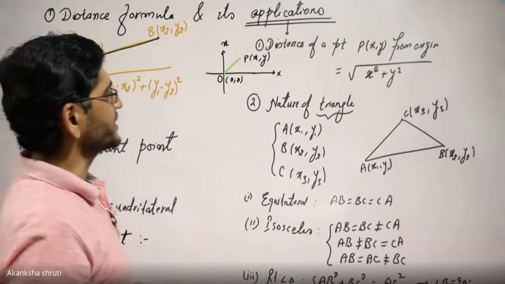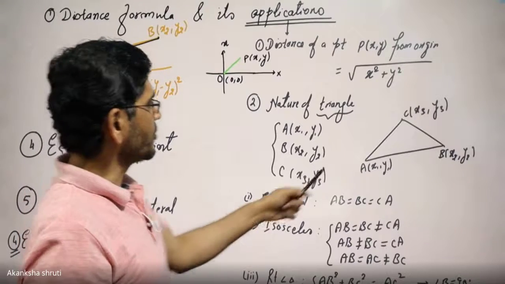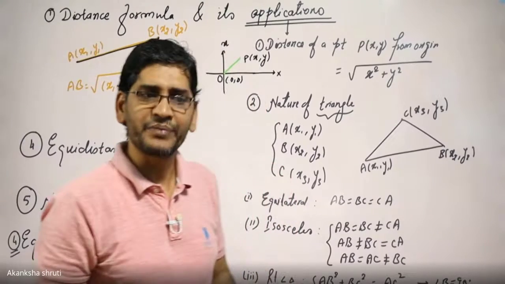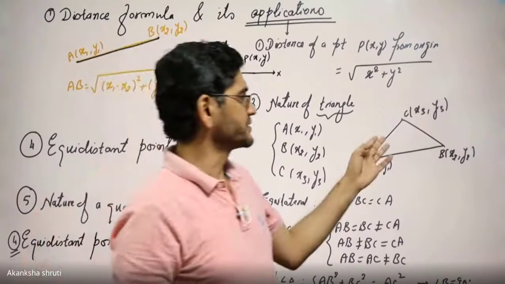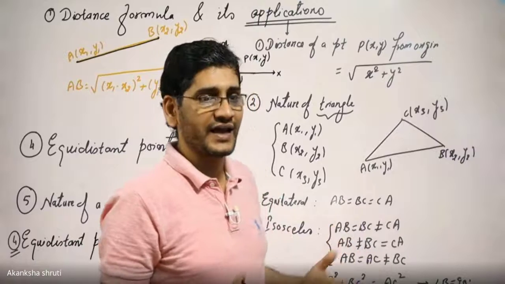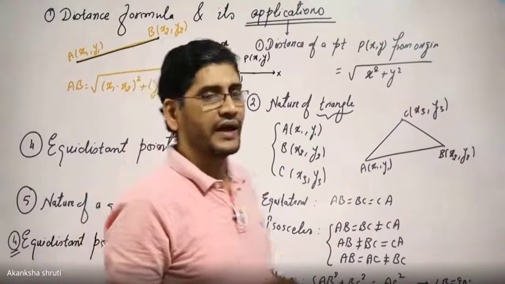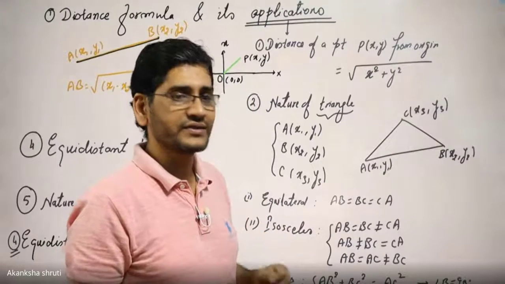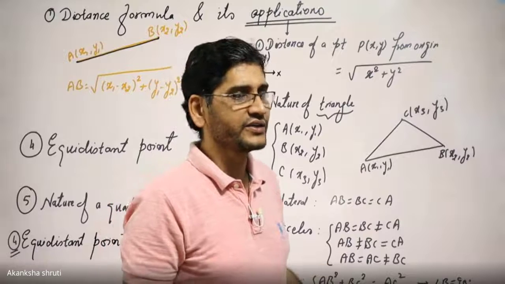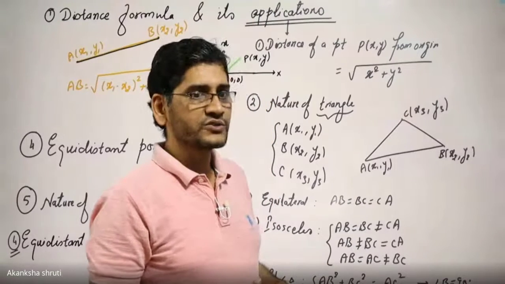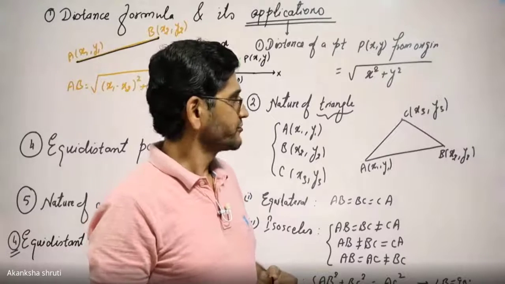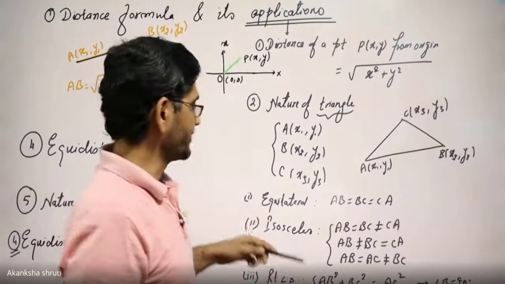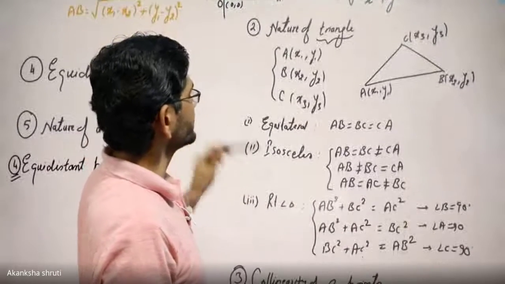The second application is that, knowing the coordinates of the three vertices of a triangle, the nature of the triangle can be predicted. Nature means whether it is an equilateral triangle, an isosceles triangle, a right angle triangle or a scalene triangle. At which angle it is isosceles or at which angle it is right angle, those things can be calculated. All these things we have learned in our last lecture. Please go through that if you have any doubt.